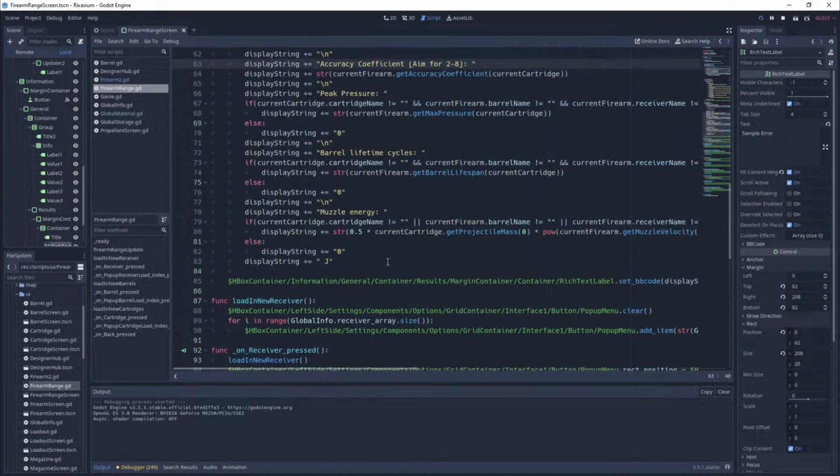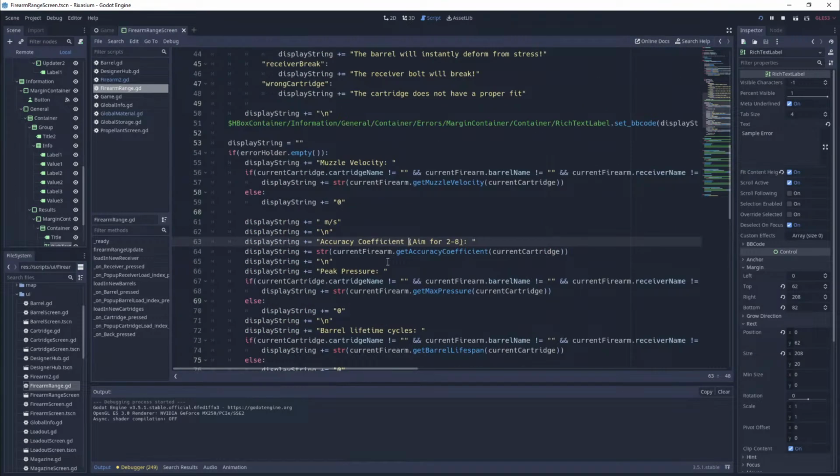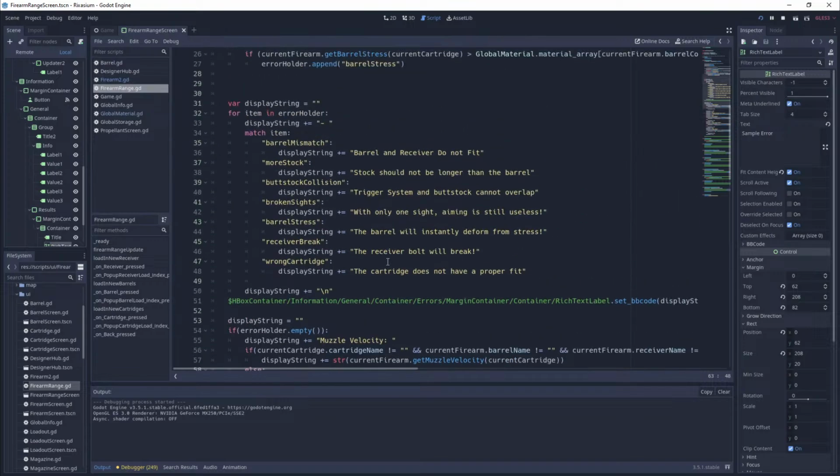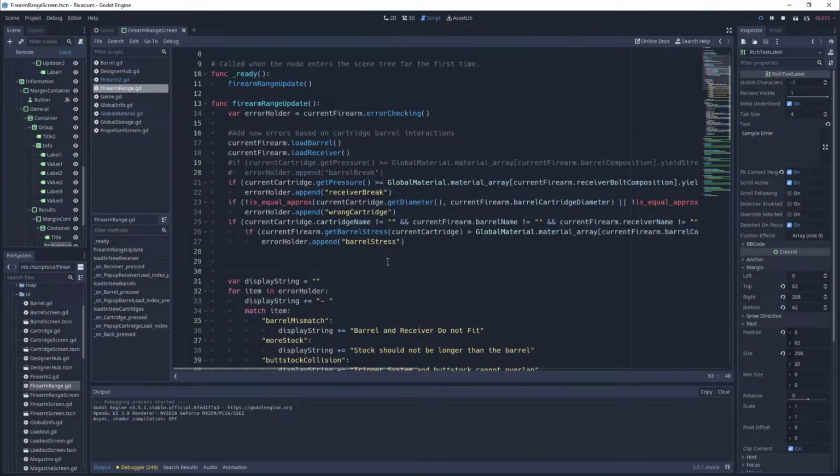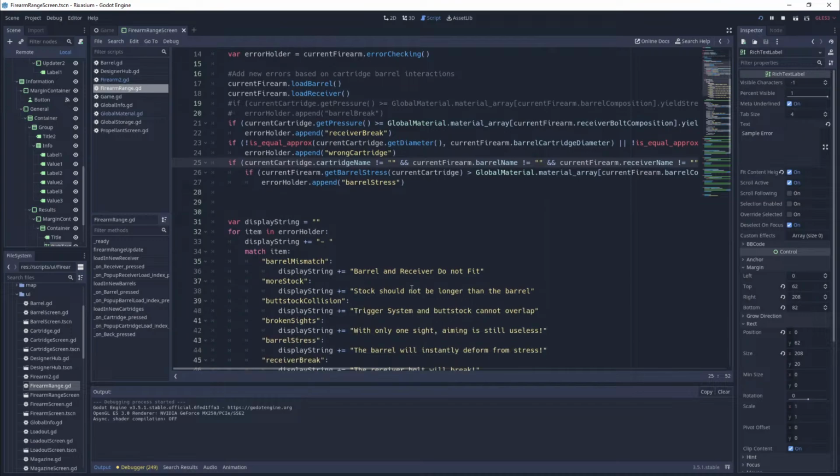But here in the firearm range, yeah, so we're gonna have to fudge the number by a magnitude of 10, I think. And that will probably give us a somewhat desired result. So let's just do that.